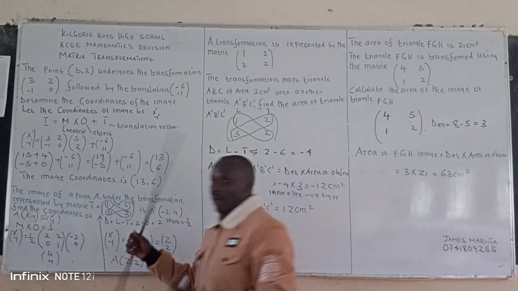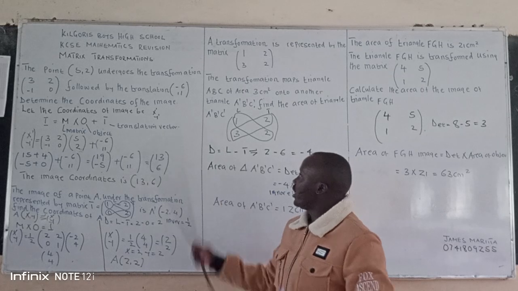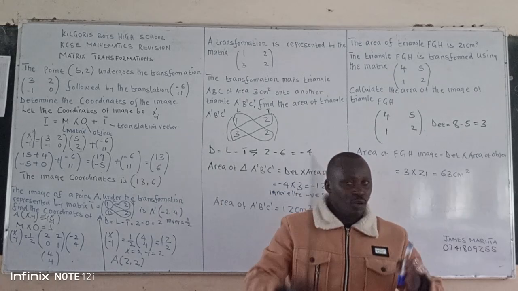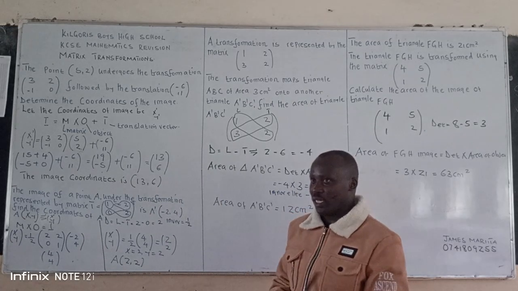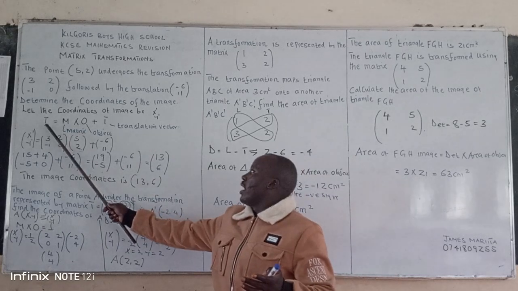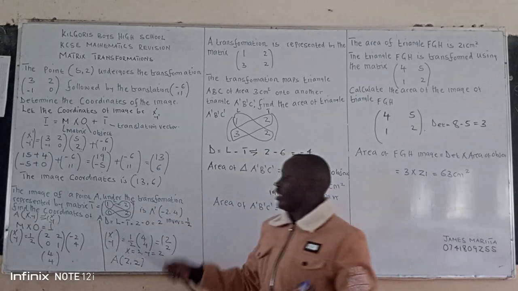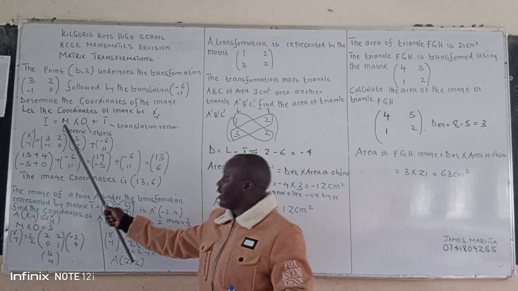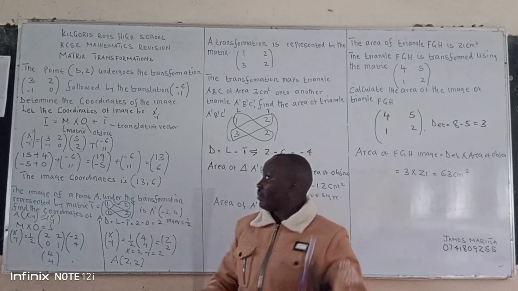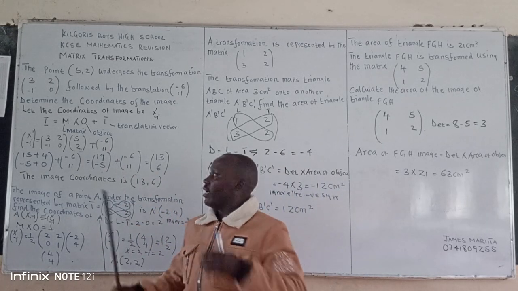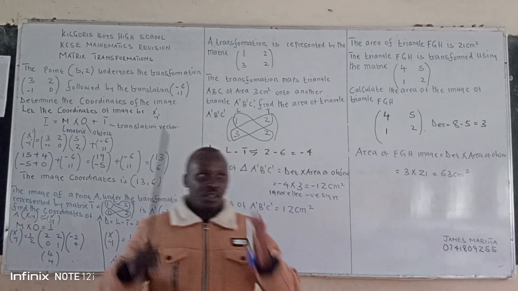So you understand, whereby we have a transformation matrix followed by a translation, like in case 1, remember to use the formula: the coordinates of the image are equivalent to the transformation matrix multiplied by the coordinates of the object plus the translation factor.